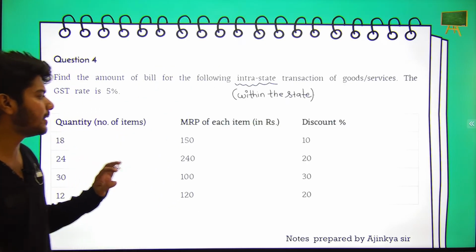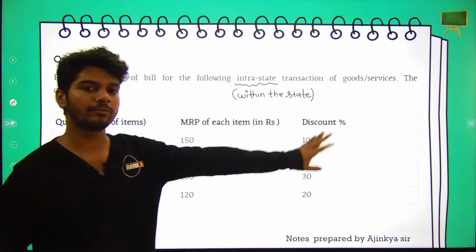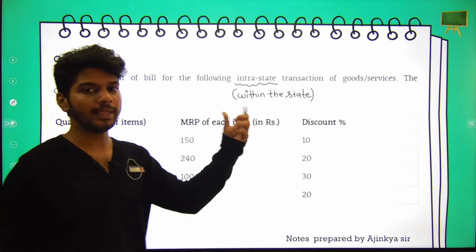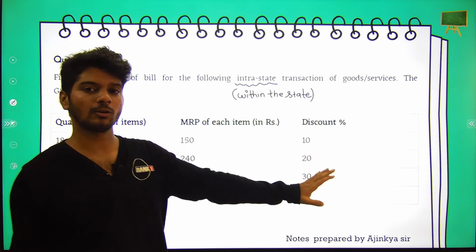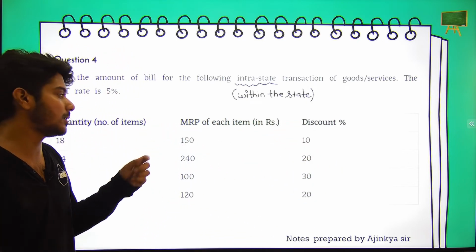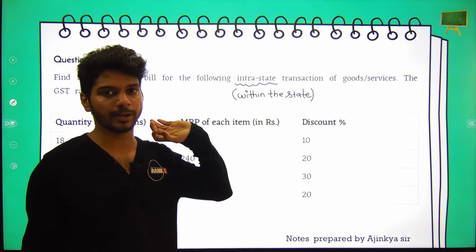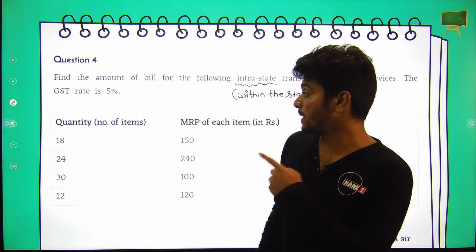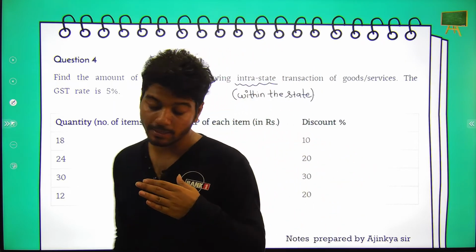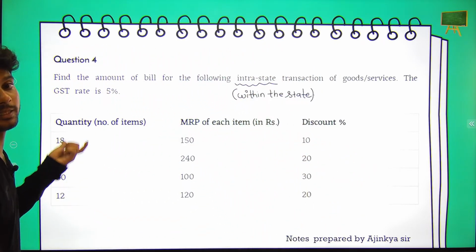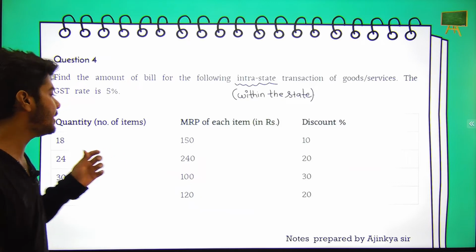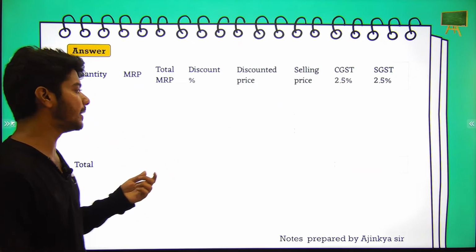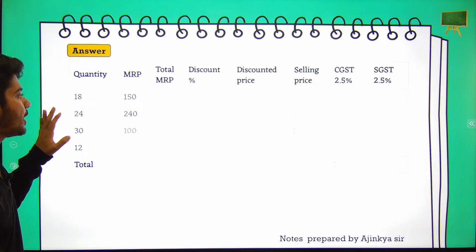See what is given in the sum. They have given the MRP, they have given the discount. We are always given this stuff. In this sum, MRP and discount percentage. So your first step should be to subtract the discount from the MRP. But they have given quantity also in this. So first of all, you need to multiply them, so you will get the total cost. Let's see one by one how we are going to do the sum.